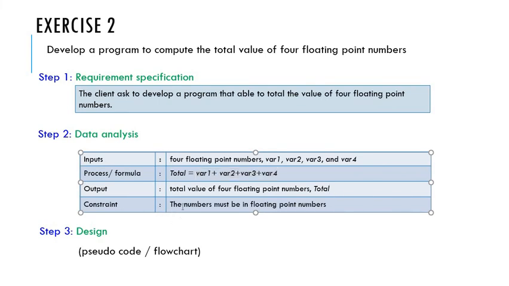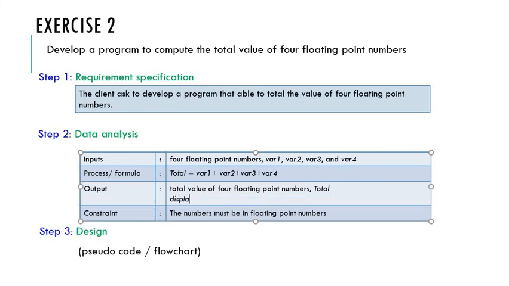And then the constraint is the numbers must be floating point numbers. This one also you can display the total. Since the client or the customer asks you to compute 4 floating point numbers, it means the input numbers must be in floating point number, not integer, not a string. For example 1.0, 3.5, 100.3.